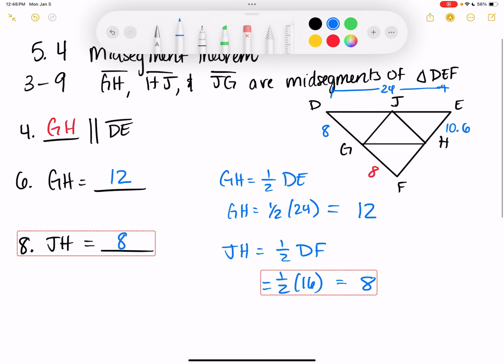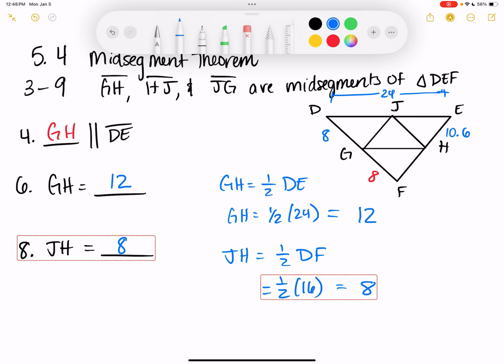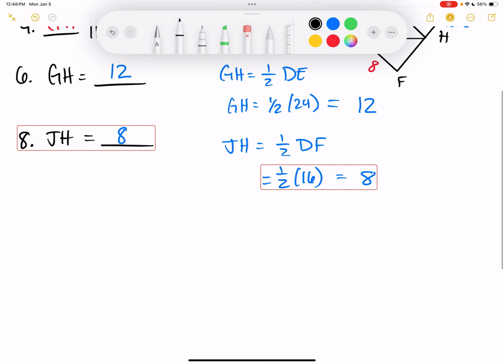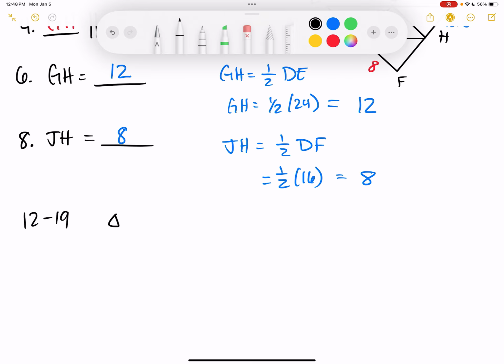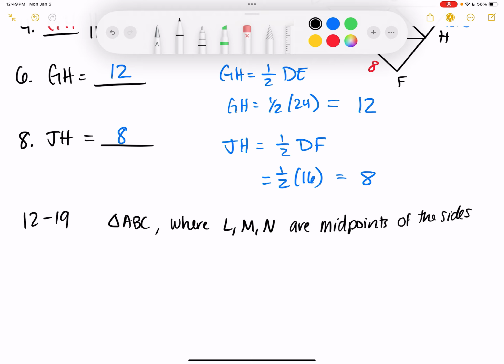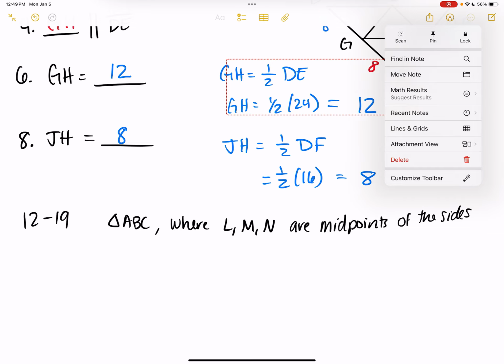All right, another example kind of like this. We're going to have another triangle and then more information. We're going to answer several questions about it. So for 12 through 19, we have triangle ABC where L, M, and N are midpoints of the sides. So they're just giving us the same information that we had in the previous problem in a slightly different way.